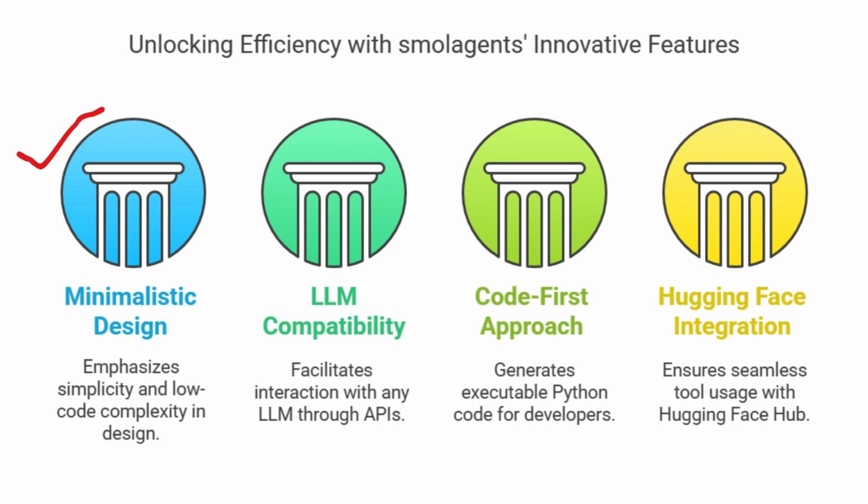Minimalistic design with low-code complexity. One of the biggest strengths of Smolagents is its simplicity. Many agentic frameworks require extensive setup, defining multiple components before an AI can function properly. But with Smolagents, you can build a working agent with just a few lines of code. This minimalistic design means that developers don't have to deal with unnecessary abstractions. The framework is easy to understand, modify, and extend.